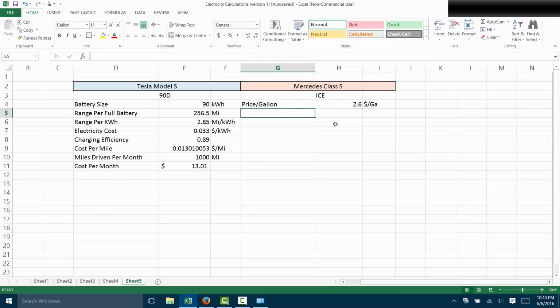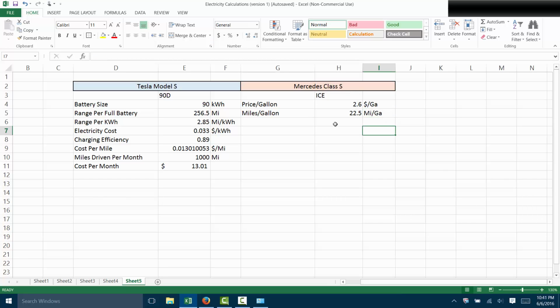Okay. Then what is the miles per gallon? Okay, so miles per gallon for the Mercedes Class S, if we look at a combined city and highway, this is a little bit less than this, but I'm going to say 22.5. So this is actually a very nice, generous number for the Mercedes. So that is 22.5 miles. So that is how many miles we can drive for every gallon.